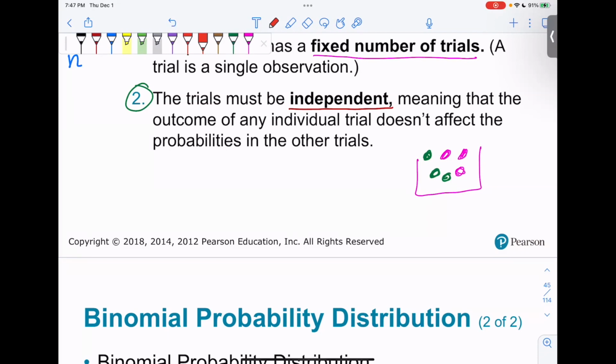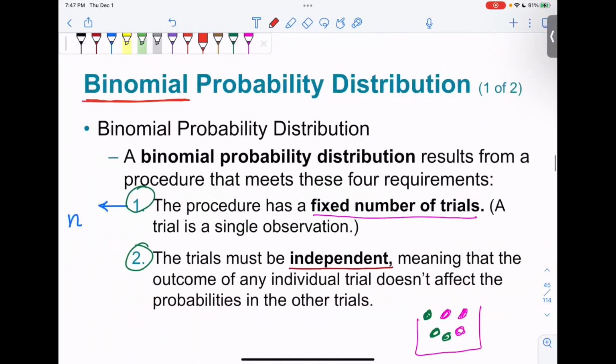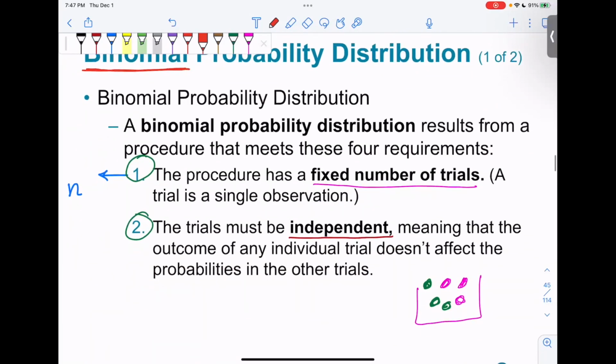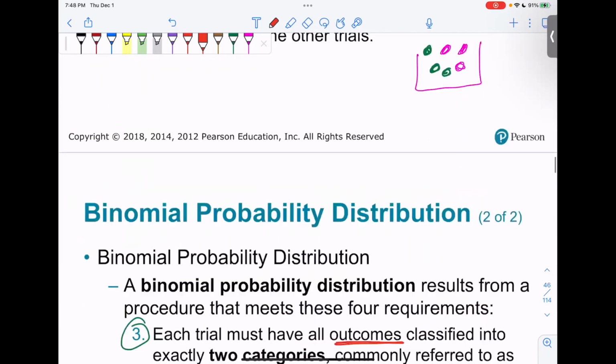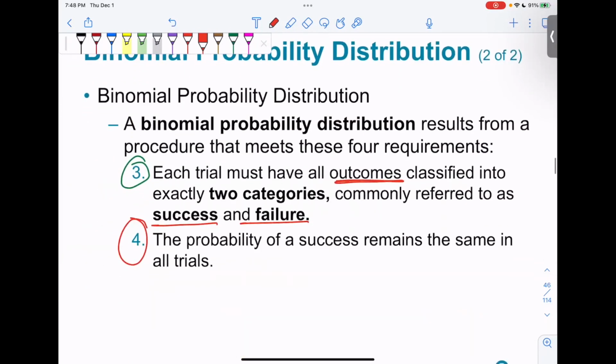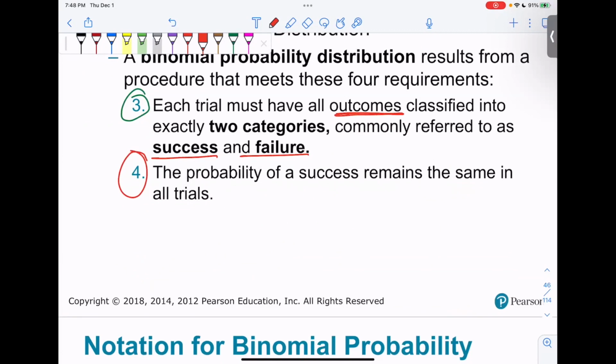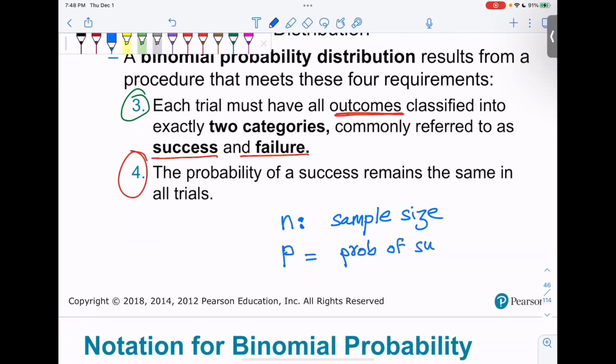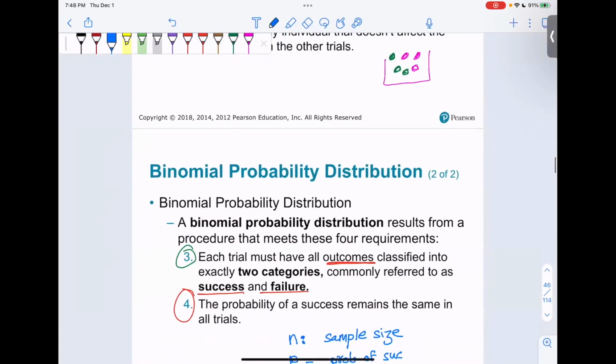Okay? So there are 4 conditions: a fixed number of trials, independence, 2 outcomes, and the probability of success remaining the same. So we have 2 important parameters: n, which is the sample size, and p, which is the probability of success. I don't know how to write success, so sorry.